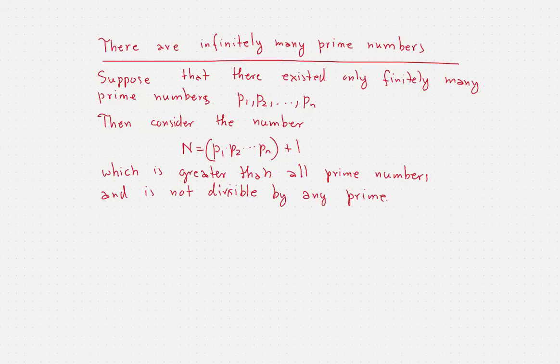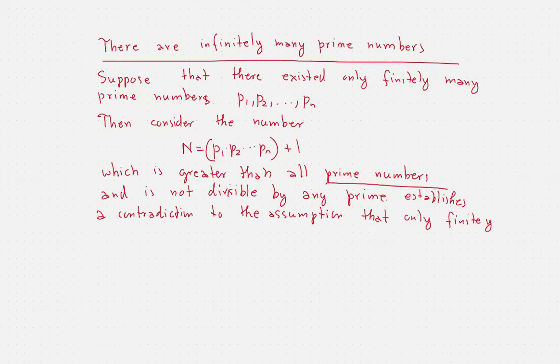That's a contradiction already, because since it's greater than all prime numbers, that means that it has to be composite. If it's composite, then it's divisible by at least one prime number, and we just said that it's not divisible by any prime number. So I could say then this number establishes a contradiction to the hypothesis, to the assumption that only finitely many prime numbers exist.